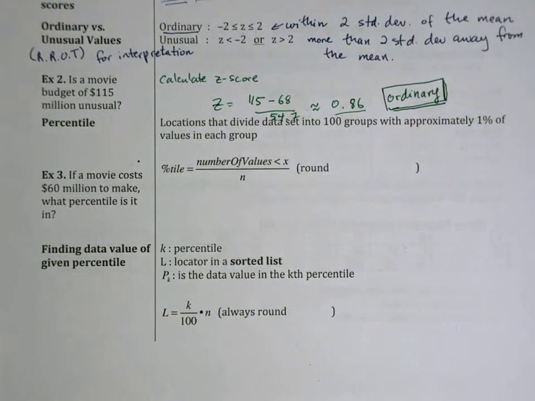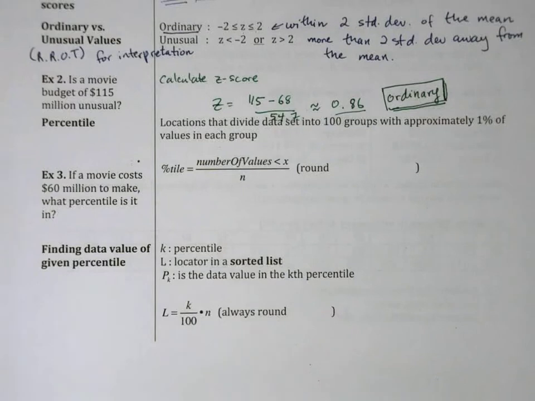I'm sure you've heard this phrase before, especially if you've taken standardized tests. Let's say you scored in the 80th percentile. That means you were higher than 80% of the people. So 80th percentile means that you are in the top 20%. 90th percentile means you are in the top 10%.